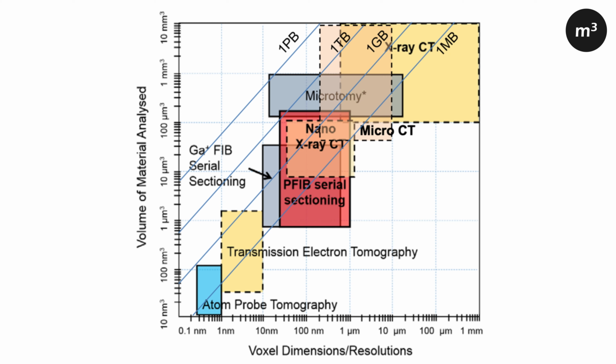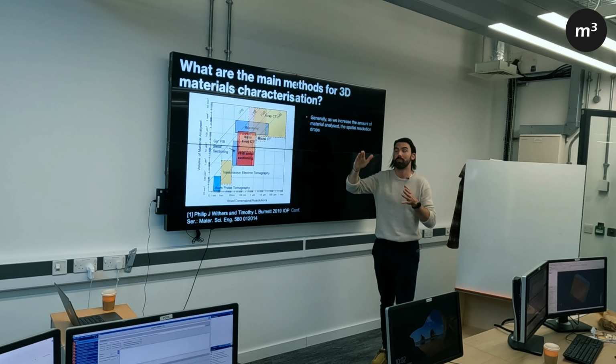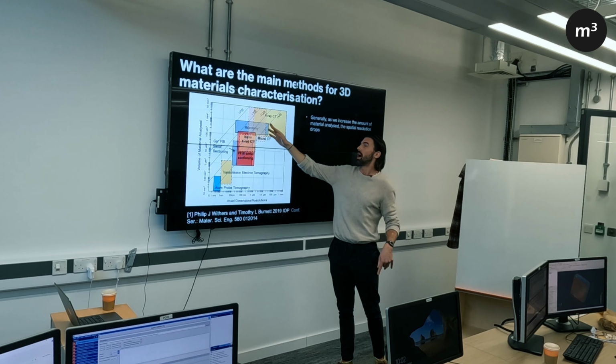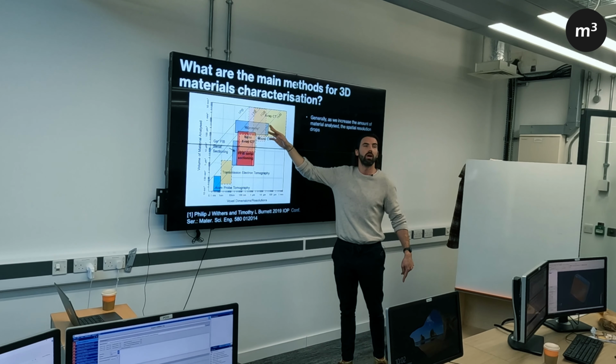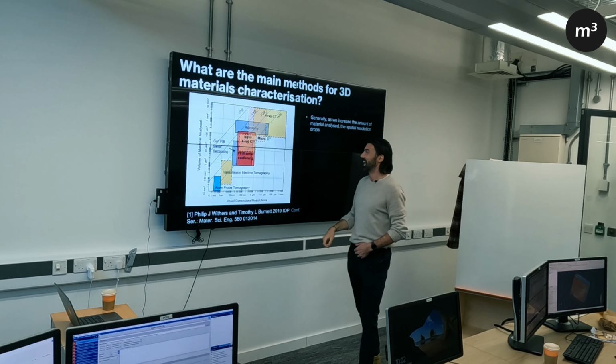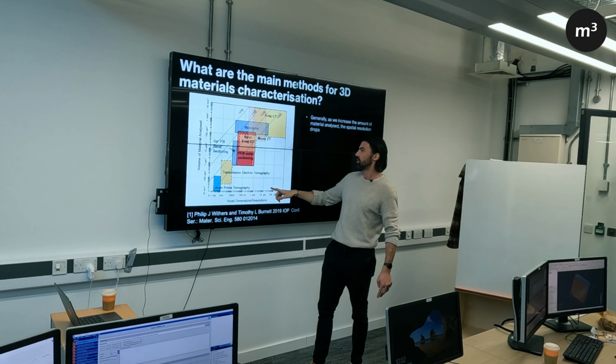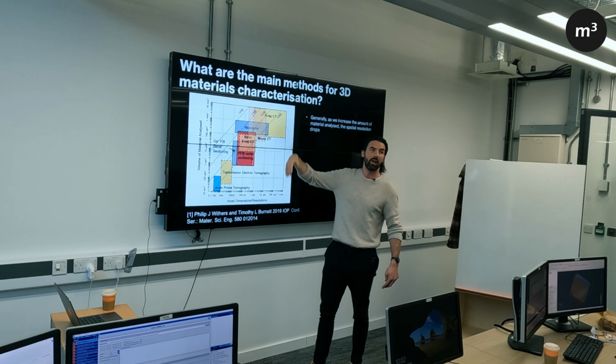So there's some overlap between the PFIB serial sectioning and nano CT, and then at the upper end of the laser PFIB range, we get to the micro CT, and then microtomy. But the crucial thing is, as we go up in resolution, we can analyze more material.